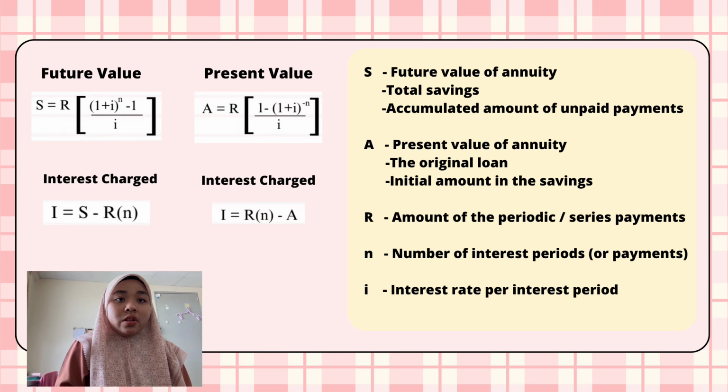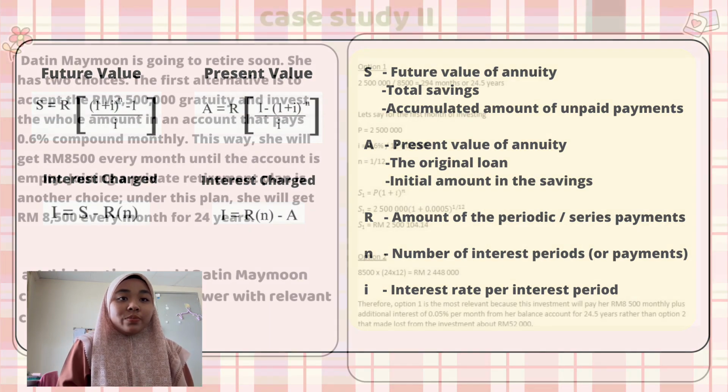S is the future value of annuity, the total saving and accumulated amount of unpaid payment. A is the present value of annuity, the original loan and initial amount in the saving. R is the amount of the periodic or series payment. N is number of interest period or payment. I is interest rate per interest period.